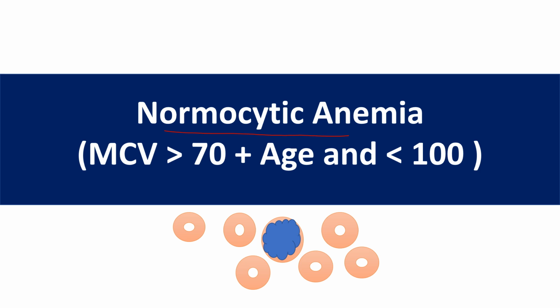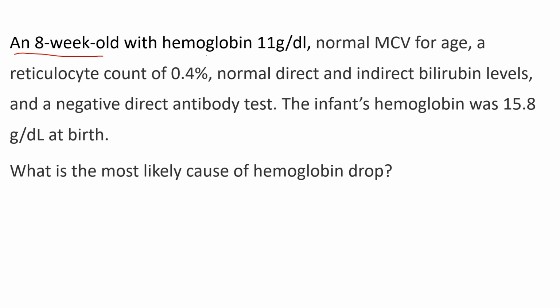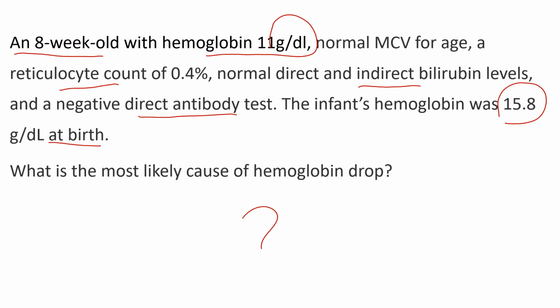Normocytic anemia. The MCV is more than 70 plus age and less than 100. The size of red blood cells is equal to the size of the nucleus of a mature lymphocyte. An 8-week-old infant with hemoglobin 11. Normal MCV and retic count. Normal direct and indirect bilirubin levels. Negative direct antibody test. The infant's hemoglobin was 15.8 at birth. What is the most likely cause of hemoglobin drop?